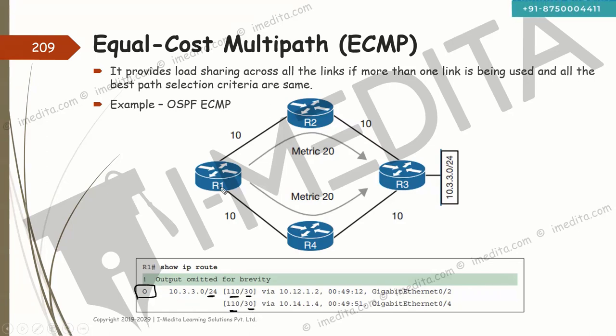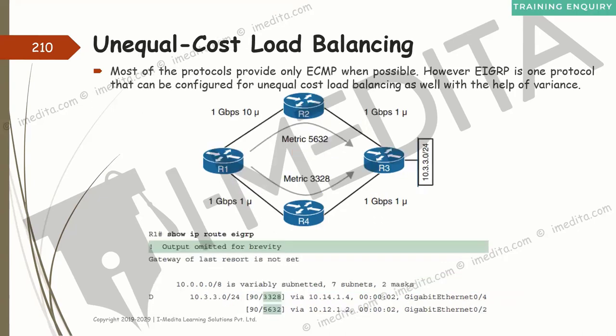That means the router has equal cost paths to reach the destination. There's no difference in these two paths. So the router will perform equal cost load balancing, which is also referred to as equal cost multipath. All the protocols perform equal cost multipath. However, there is a protocol called EIGRP that is also capable of performing unequal cost load balancing.